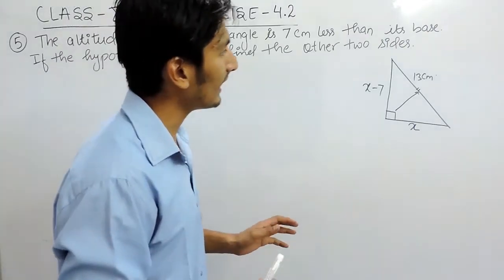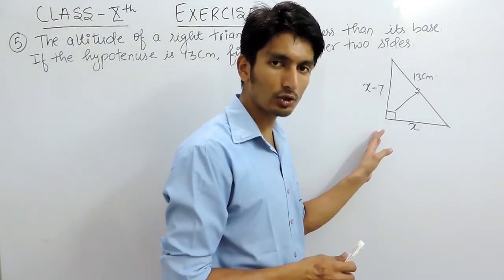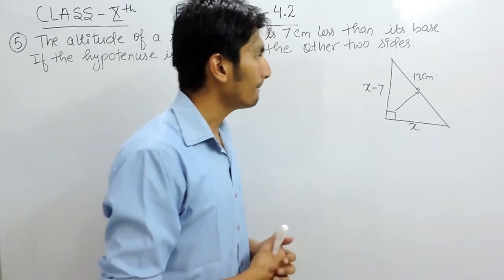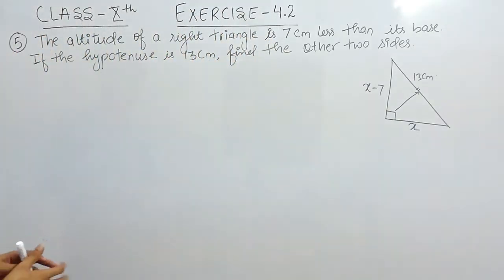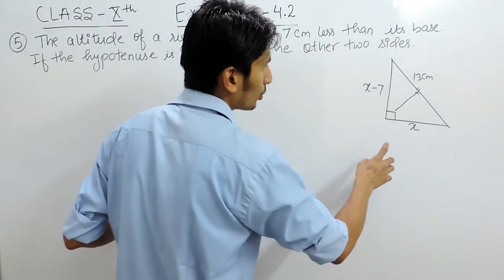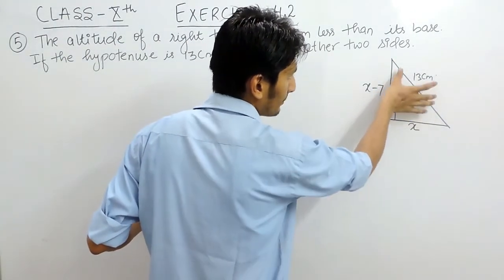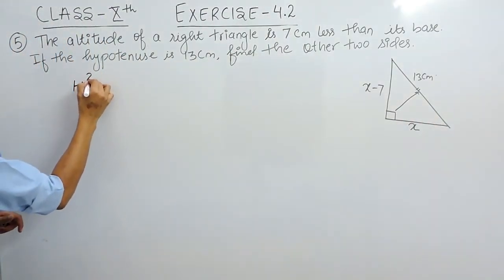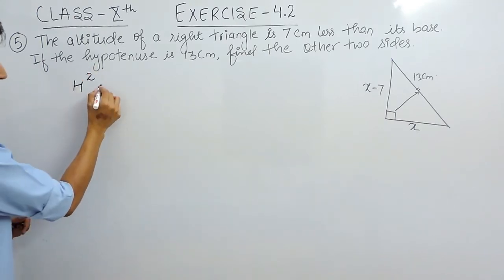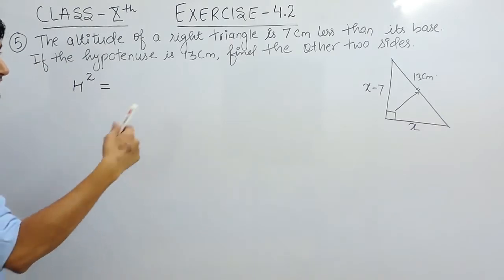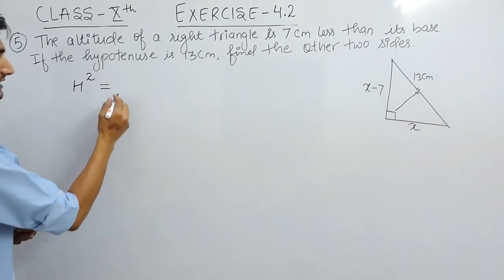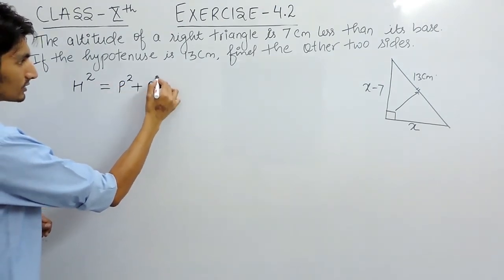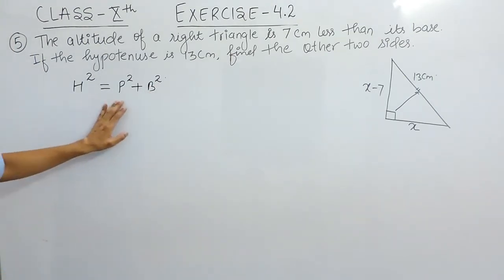In a right angle triangle, we know about the Pythagoras theorem, and using Pythagoras theorem we can solve this particular question. Pythagoras theorem states that in a right angle triangle, the square of its longest side, obviously the hypotenuse is the longest side, is equal to the sum of squares of the other two sides. So it is perpendicular square plus base square. So this is Pythagoras theorem.